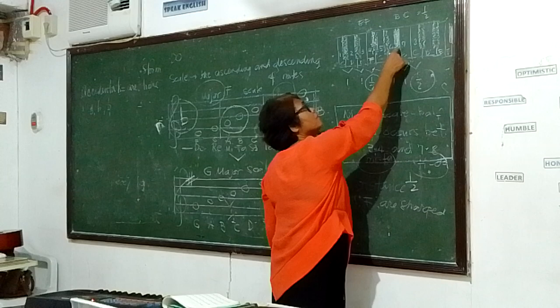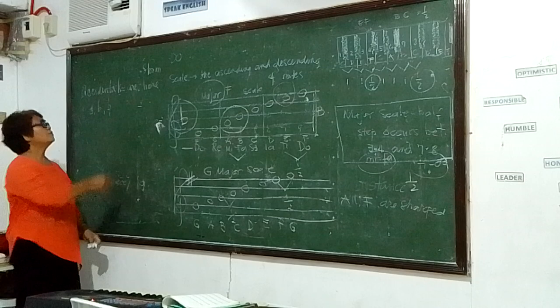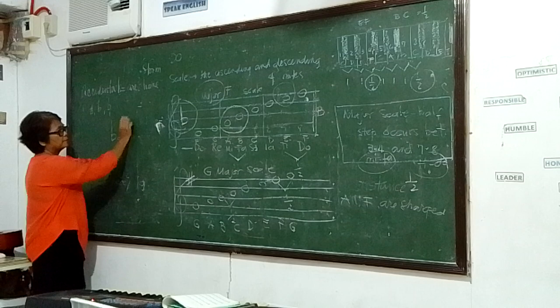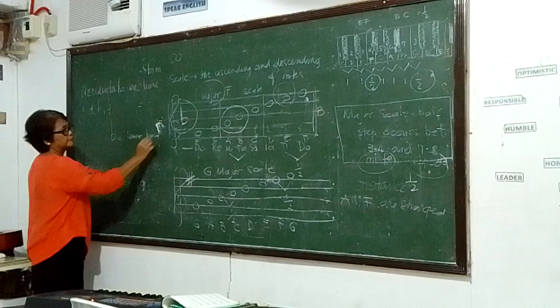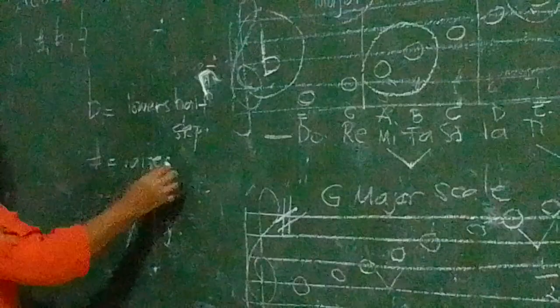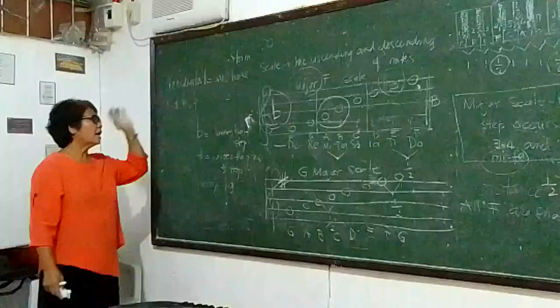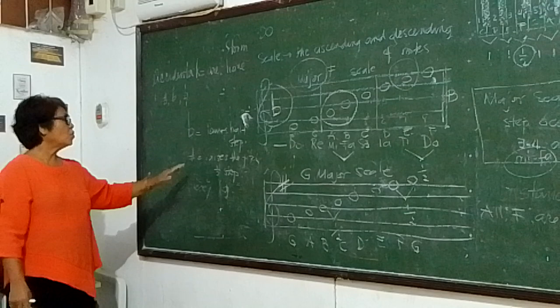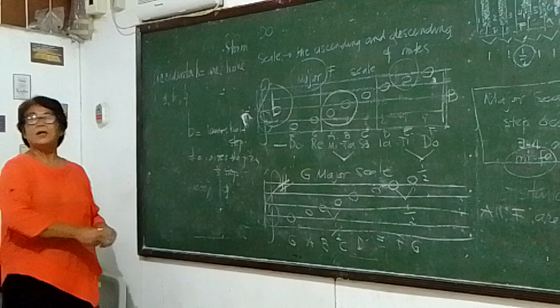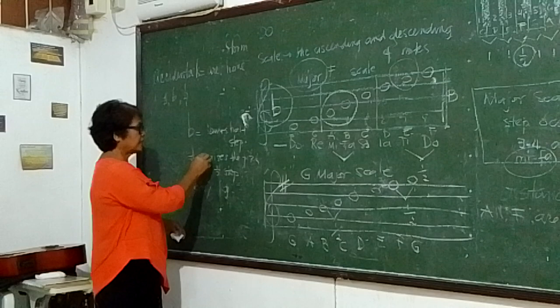What do we use for that? Symbols to lower it a half step. Flat. Do you know what the effect of a flat is? A flat lowers the pitch a half step. A sharp raises the pitch a half step. So if a note has a flat sign, lower it a half step. If a note has a sharp sign, raise it a half step. On the keyboard, to raise you go to the right, to lower you go to the left. Okay?